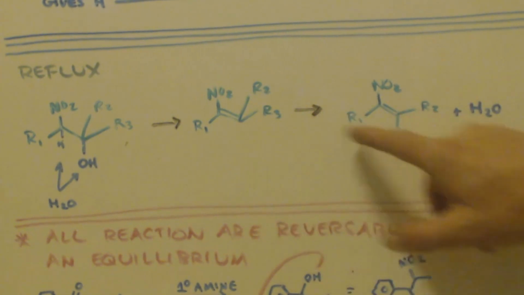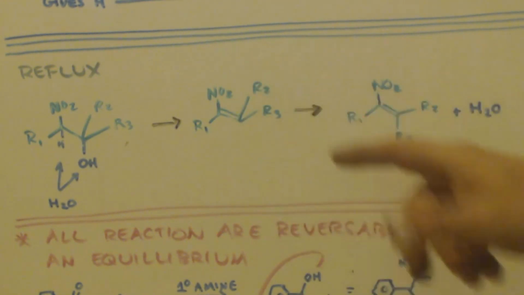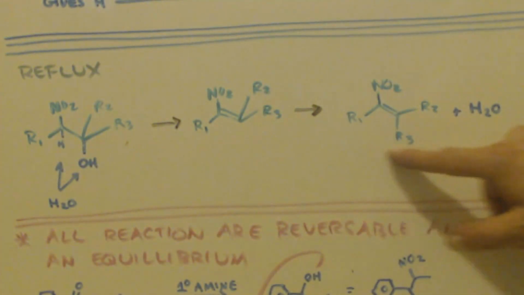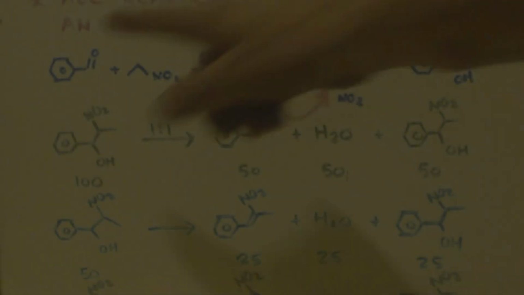Basically, this and this is the same thing. I just drew it this way. I just flipped it around. These two R's are kind of moved onto here. That's it. But this is what you get. You get water, and you would get your product. But let's go into that equilibrium thing. Okay, let's do this first one.